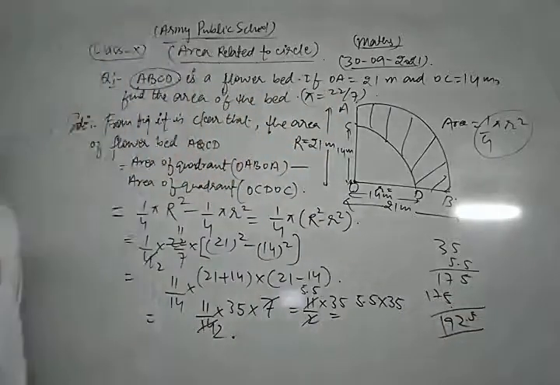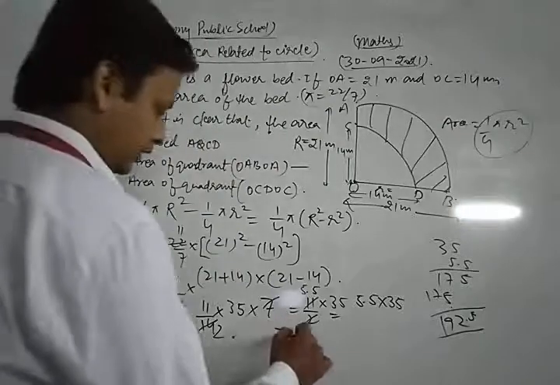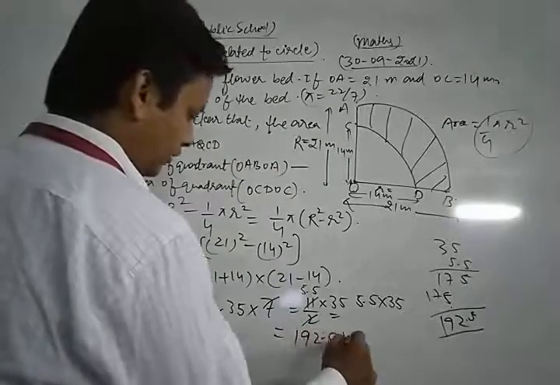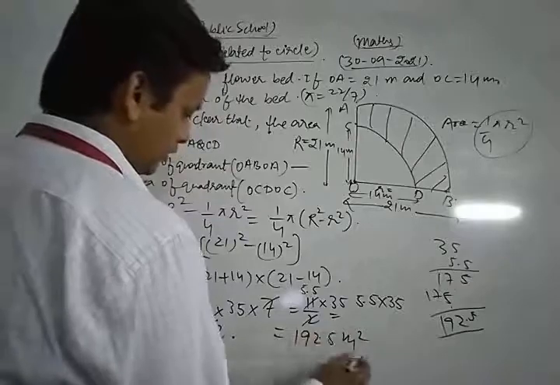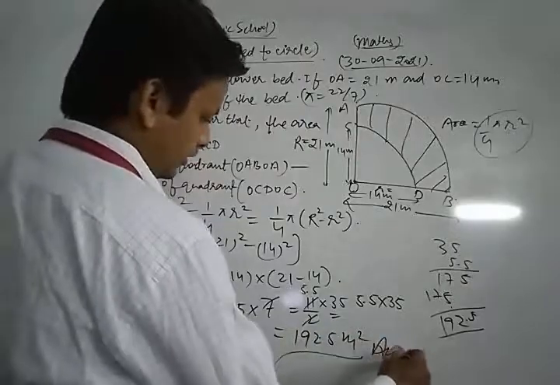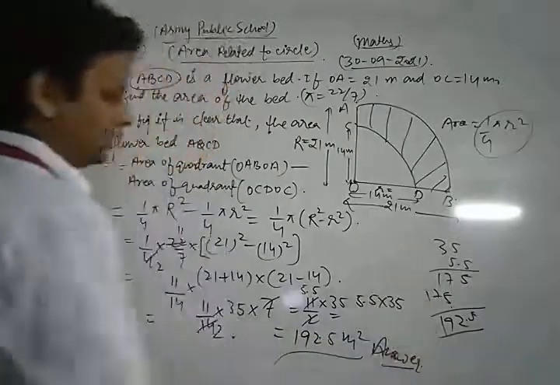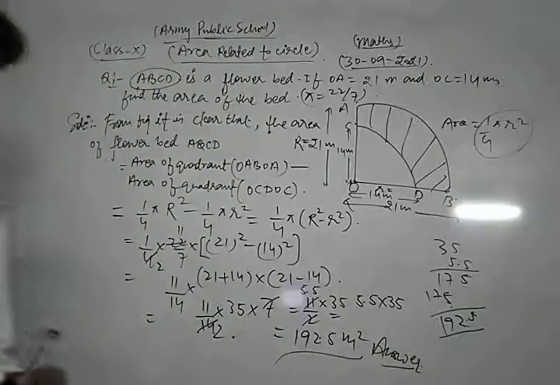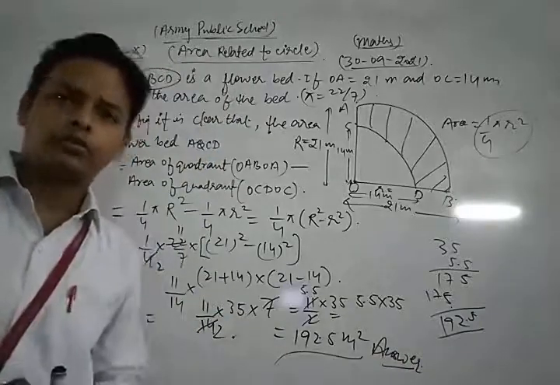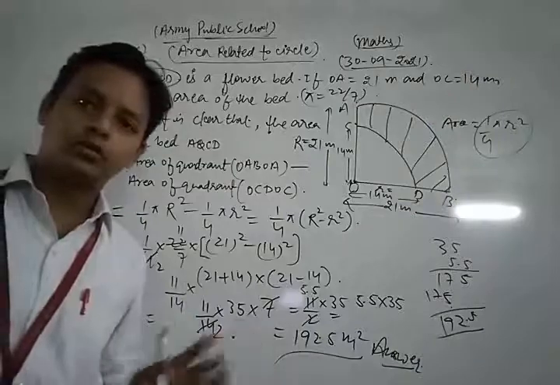192.5. So we get what? And we get as 192.5 meter square. This is the required solution of the given question.